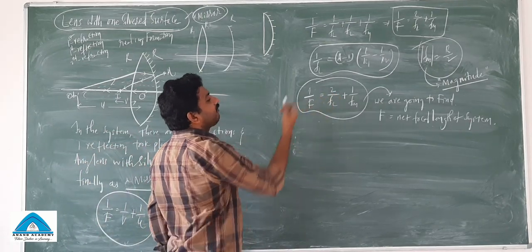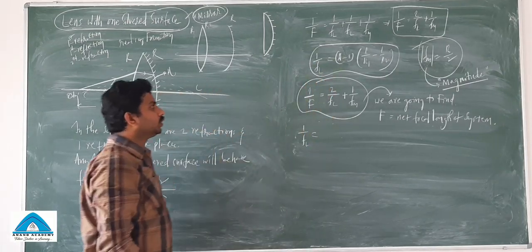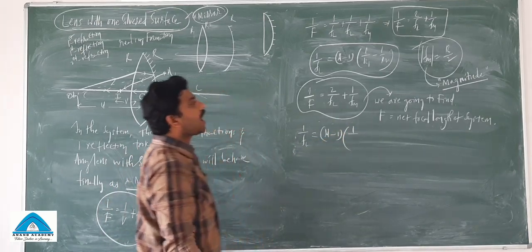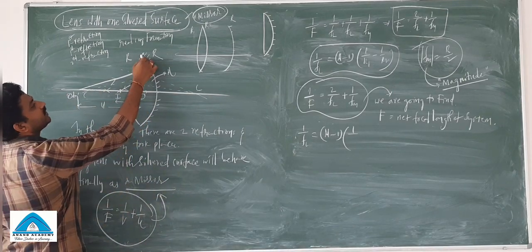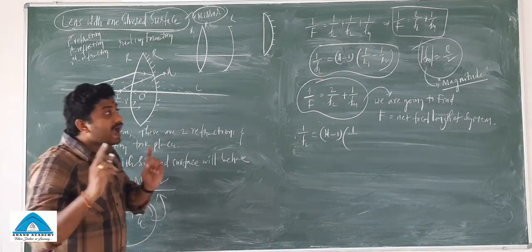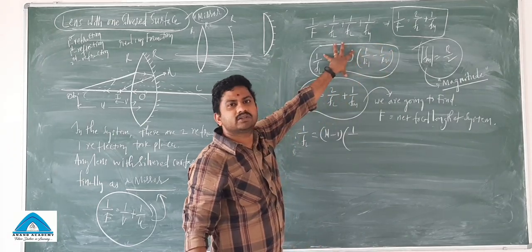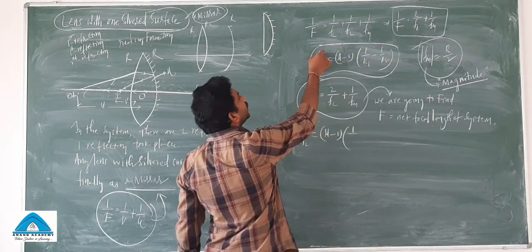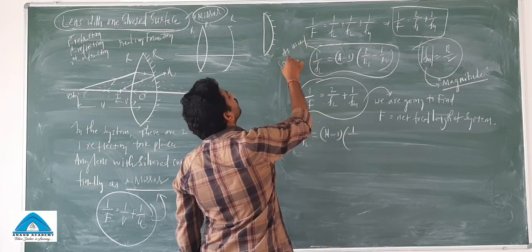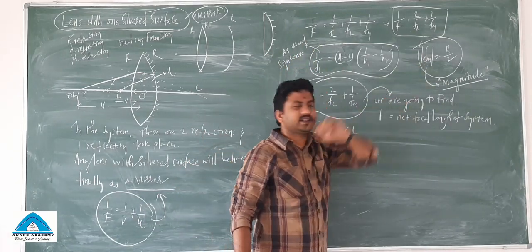So let's start. 1 by FL you can easily find out. 1 by FL is equal to, mu is given, mu minus 1 into 1 by R1. So what is R1 here? You can see it is your R1. According to the sign convention it is positive, right? I had told you only this, take it as magnitude for the mirror. Here for the lens you have to use the sign conventions as usual. Only in the case of the mirror focal length, take magnitude.